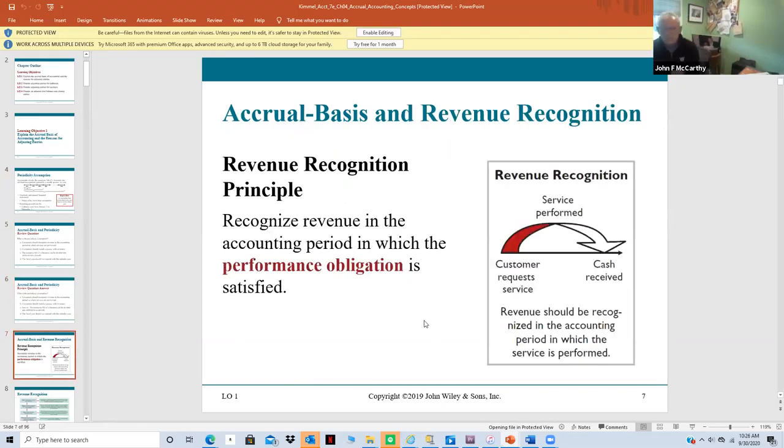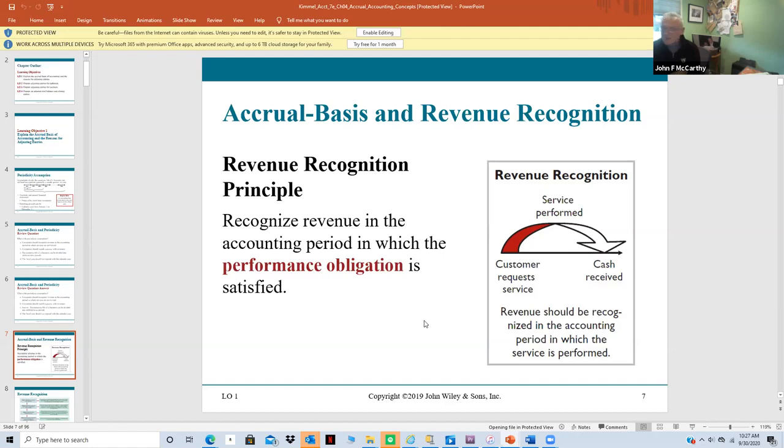All right. This is important. Revenue recognition. Revenue is recognized in the accounting period in which the performance obligation is satisfied. So it doesn't matter when we get the cash. We recognize revenue when we perform the service. If we're painting a house, we can recognize revenue when the house is painted. If we're delivering a product, we can recognize the revenue when the title to the product passes to the customer, which most often is upon delivery to the customer. But we'll talk more about that in future chapters.